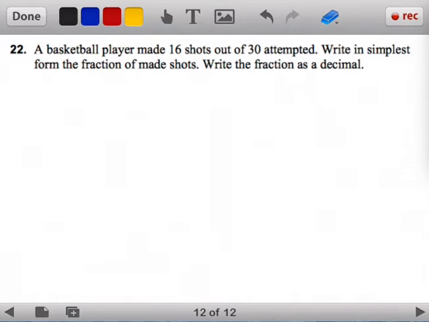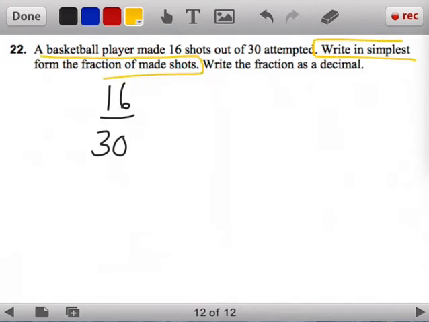A basketball player made 16 shots out of 30 attempts. So the person made 16 shots out of 30. I'm going to write the fraction as a decimal. I intentionally skipped over a line here because a lot of us may not have noticed it. We would have said, oh, we're doing fractions as decimals again, and you would have skipped over this. It says the first thing to do is write it in simplest form. Even if you didn't read that line, you should look at 16/30ths. Note that they're both even. Note that they're both divisible by 2. And you would get 8/15.